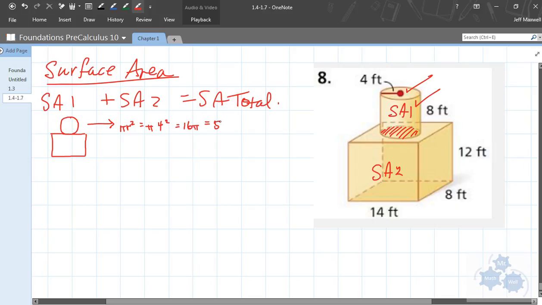50.2655. Okay, confirm that as well. But this is what we're doing, the pieces.